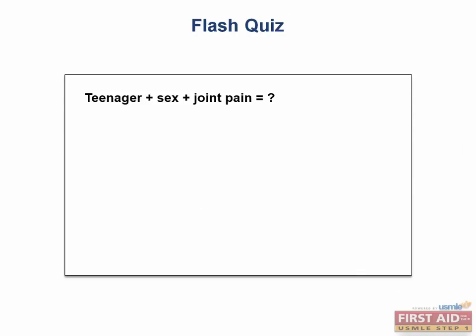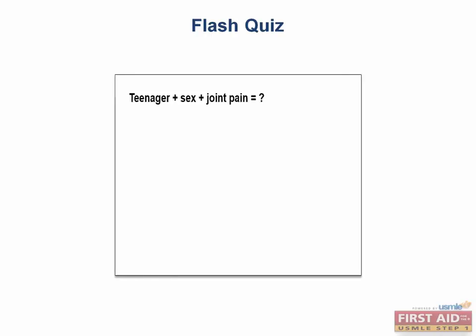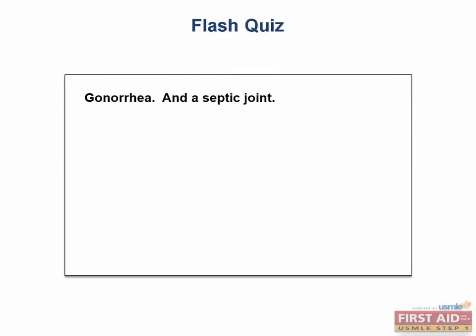Let's have a flash quiz. Teenager plus sex plus joint pain equals gonorrhea and probably a septic joint.